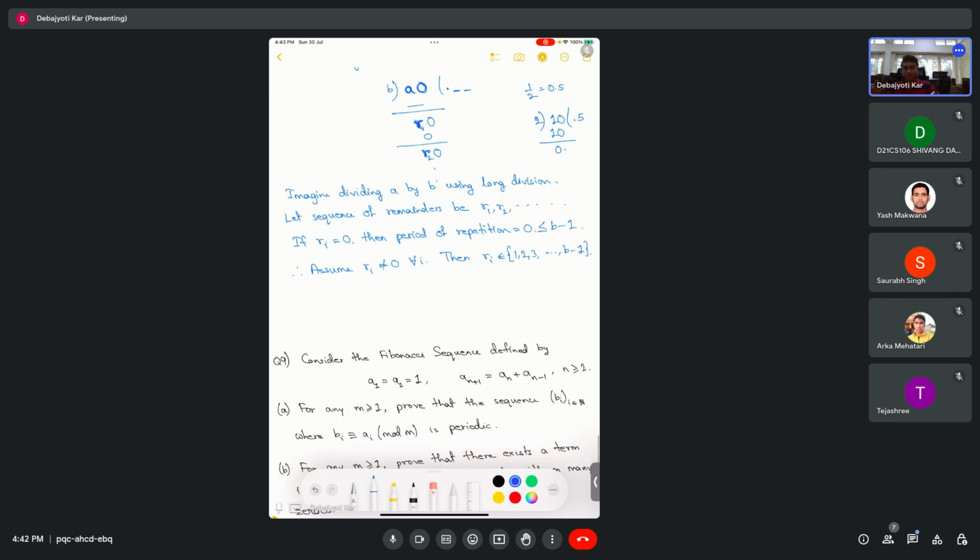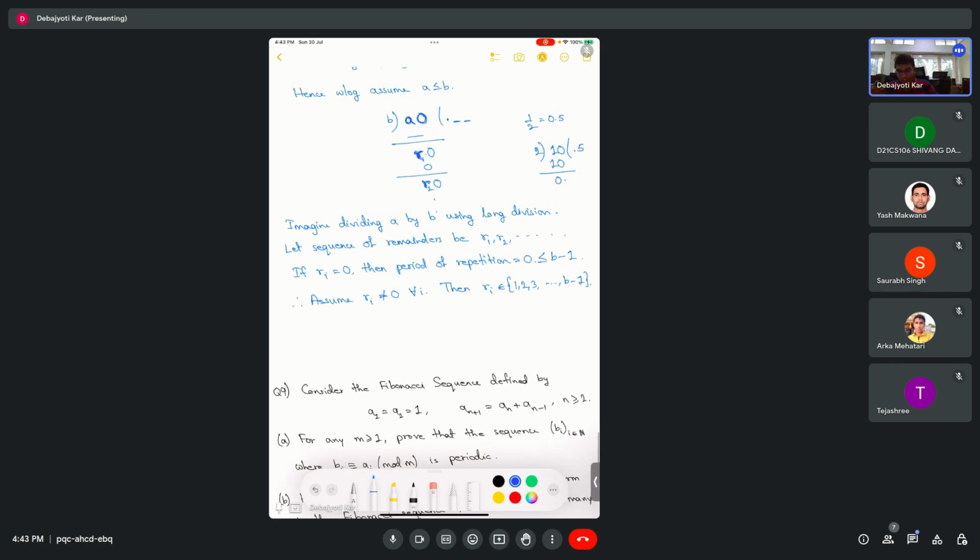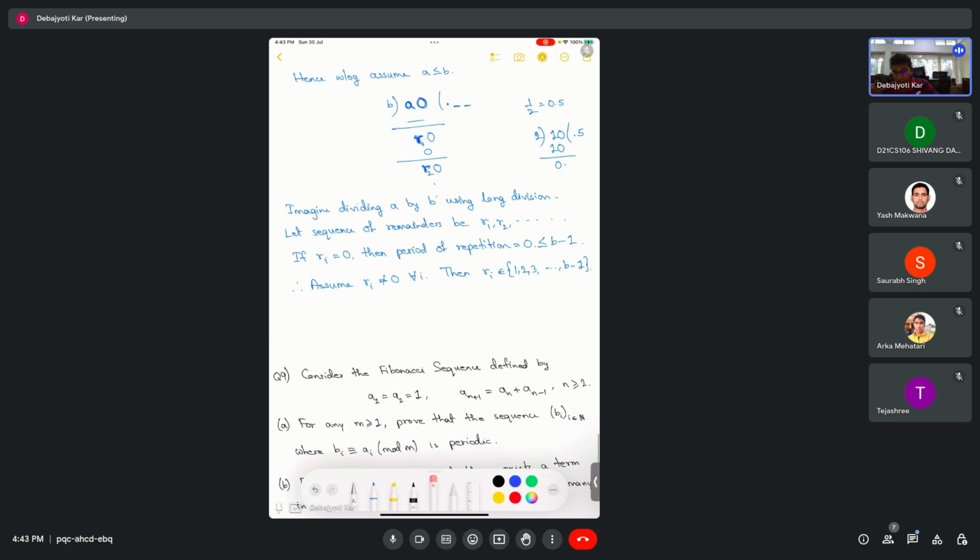Right? So then all these Ri's lie in the set 1, 2, 3 up to b minus 1. Now if at any point this Ri repeats, so during division, initially R1 is coming, then when we append 0 to R1, R2 is coming, and once we append 0 to R2, again there is R1. In this case, we can forever continue like this. We can say that the sequence of remainders will be R1, R2, R1, R2 and so on, right?